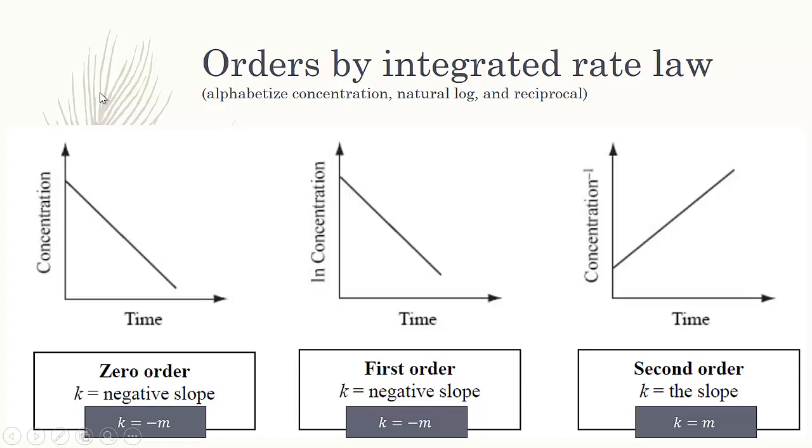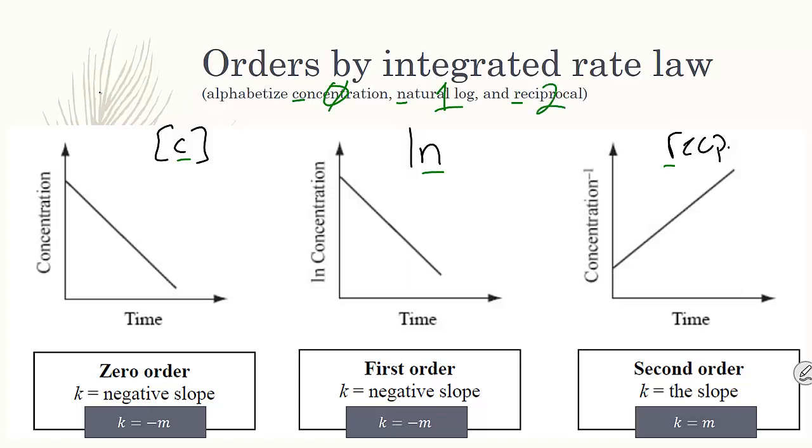If you remember them that way, that it's concentration, natural log, and reciprocal, that's alphabetical, right? Concentration, natural log, reciprocal, and that's how I personally remember it, that if I put them alphabetically, they line up with our numerical values. When it comes to the integrated rate law, we will only do this with reactions that are 0, first, or second order. We will not have any fractional orders, and we will not go past second order reactions.